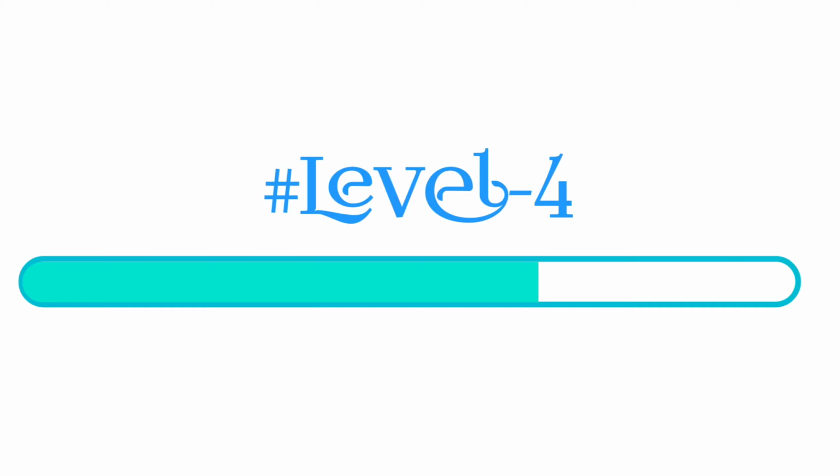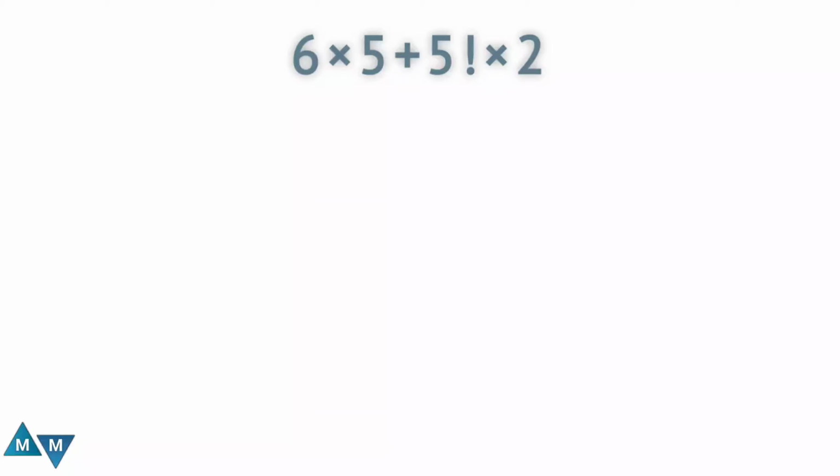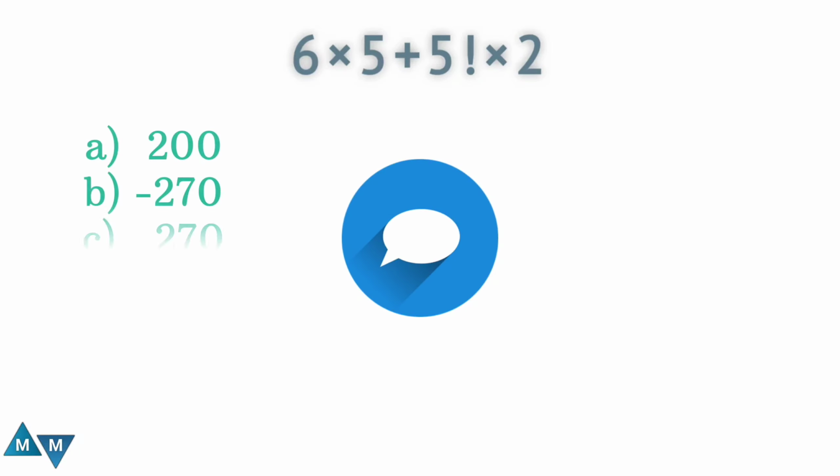So here is the last challenge. Look at this problem. The problem is 6 times 5 plus 5 factorial times 2. Try to solve it yourself and comment below. Which of the following options is correct?